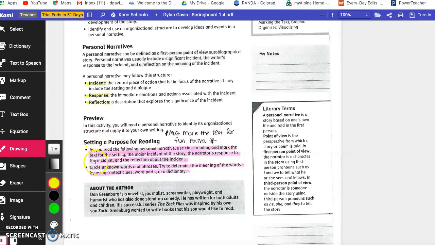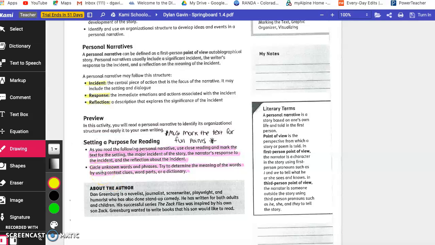Okay, notice the highlighted text as you read. We haven't been doing a particularly great job at this, but it's something that's a little more difficult, so that's okay, but we need to get better at it. Use close reading and mark the text for the setting, major incident of the story, the narrator's response to the incident, and the reflection. So as you go, you just need to highlight these 3 things up here that we talked about throughout the story in order to get full credit.